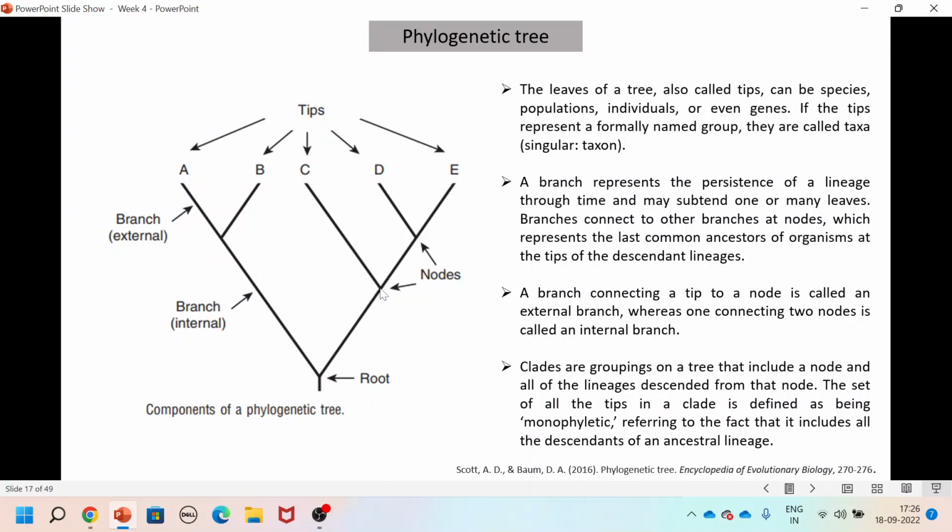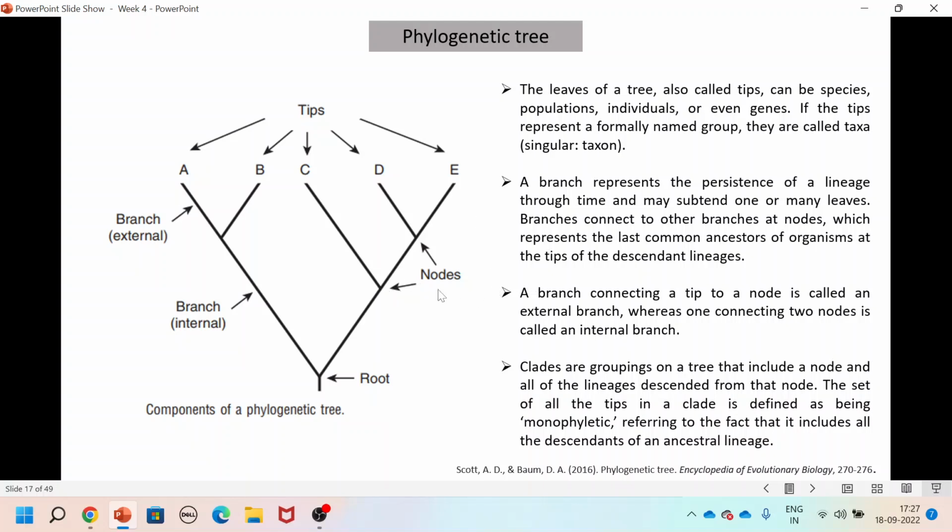So the node is the point where one branch connects to another branch, and it represents the last common ancestor of the organisms that originated at the tips, which are the descendants of it. Suppose, for example, if my cursor is visible, this is one node, and the organisms present at this node are the ancestors for all of C, D, and E.